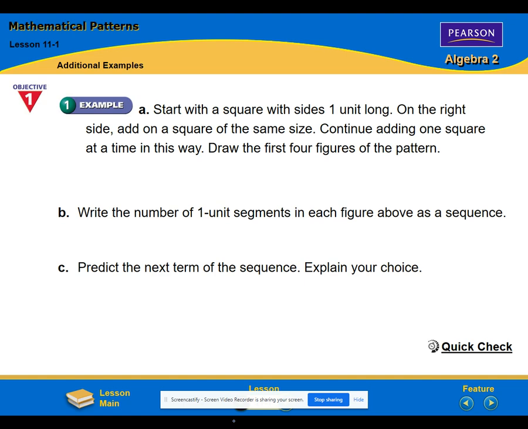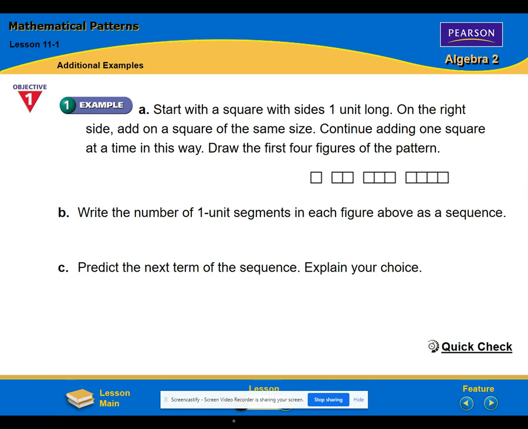Algebra 2, Section 11.1, Mathematical Patterns. Start with an example. It says start with a square with sides 1 unit long. On the right side, add on a square of the same size. Continue adding one square at a time in this way, and draw the first 4 figures of the pattern.